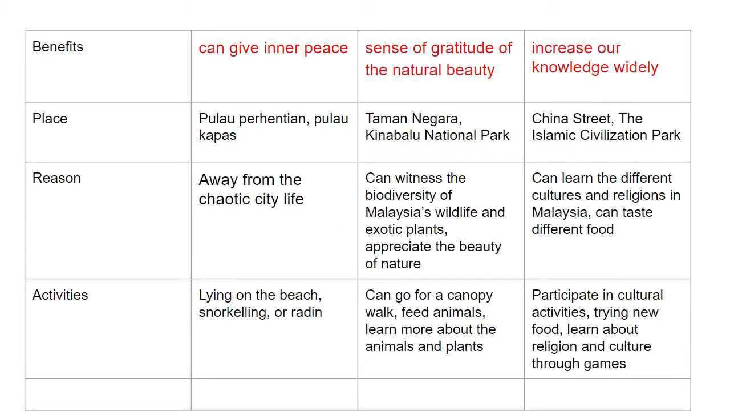So what you need to do, you must do damage control. You kena pastikan you tak terpesong. You need to write the place. Okay, can give inner peace kat mana? Pulau Perhentian, Pulau Kapas, Perhentian Islands, Kapas Island. Okay, sense of gratitude of the natural beauty, Taman Negara, Kinabalu National Park. Okay, increase our knowledge widely, China Street in Kuala Terengganu, perhaps the Islamic Civilization Park. Okay, these are the places.